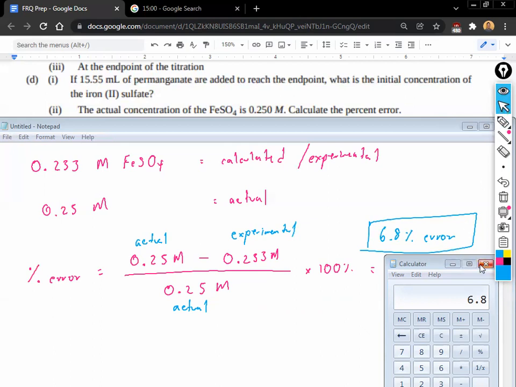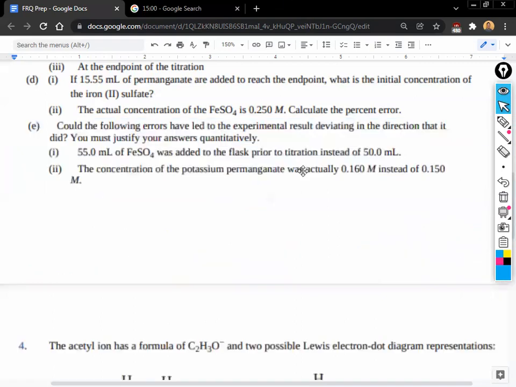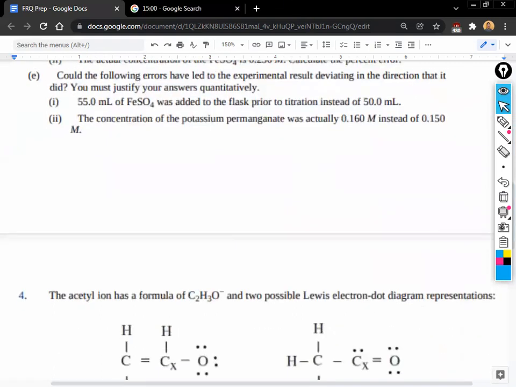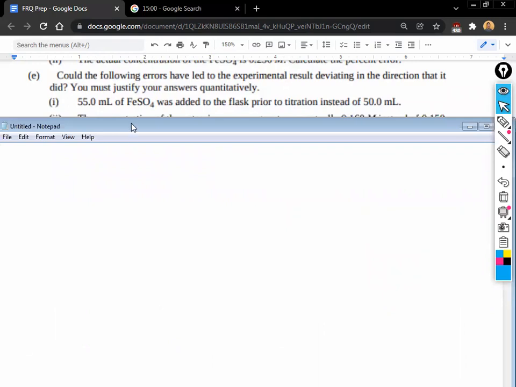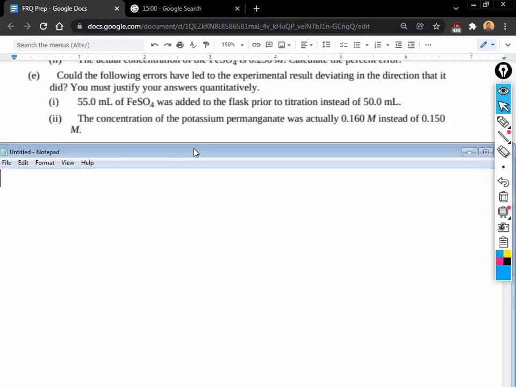All right, so if there's no other questions, let's move on to the next portion. So we're going to move on to part E. In E, they give us two errors that could have happened during the reaction, okay? And it's asking if those two errors could cause the deviation that we saw in our calculation, right? Because we calculated 0.233, but the actual is 0.25. It's asking, can option 1 and option 2 cause those errors?